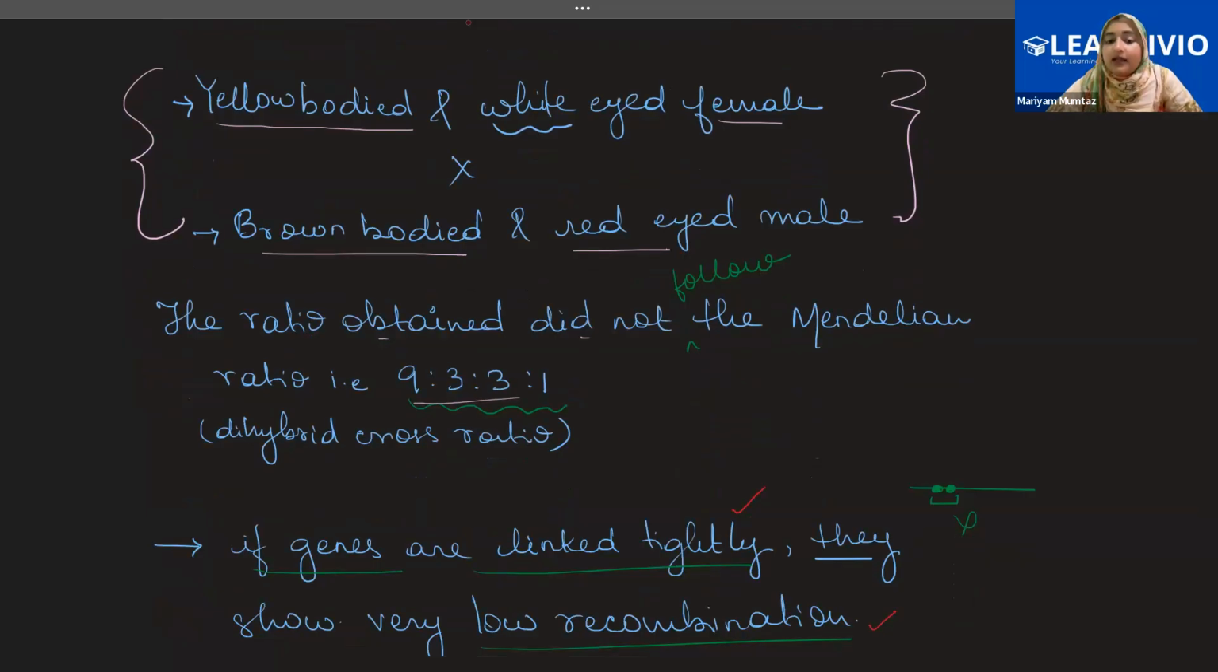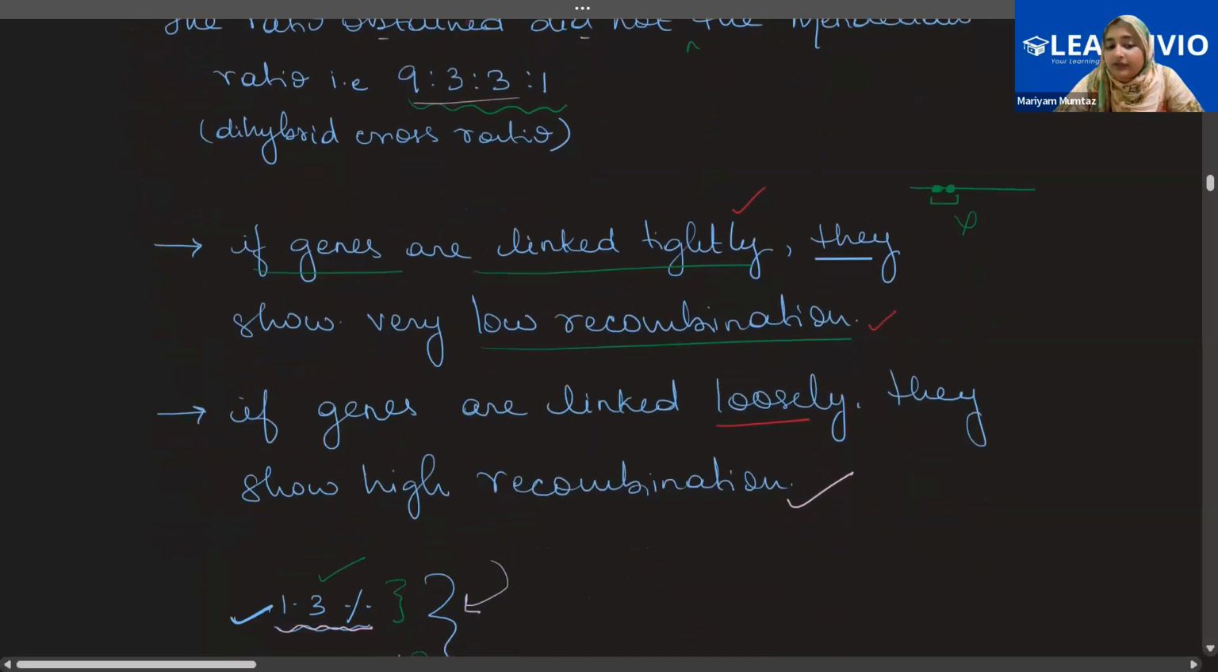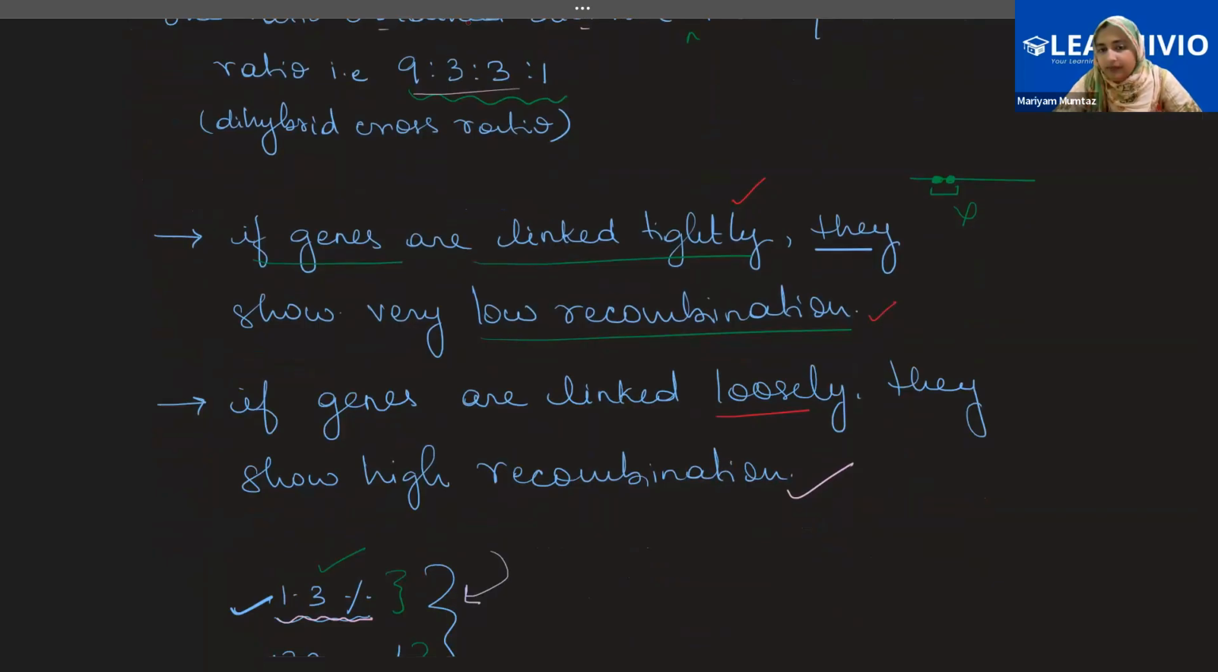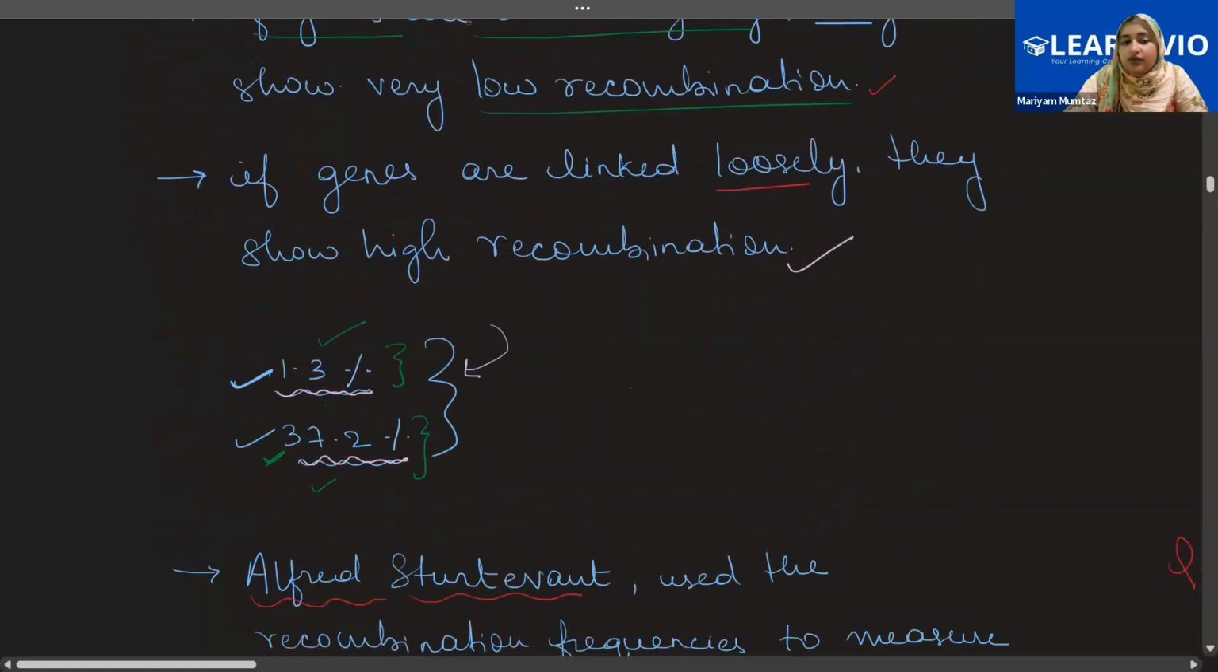Why? Basically, to his understanding, he said that maybe some genes, whether it is the color of the body or the eye color, may be tightly linked on the chromosome. And since it is tightly linked on the chromosome, they show very low recombination and do not express that much in the offspring. But if the genes are loosely linked, they show high recombination. So the recombination for the tightly linked one is 1.3%, whereas the recombination percentage for the loosely linked one is 37.2.